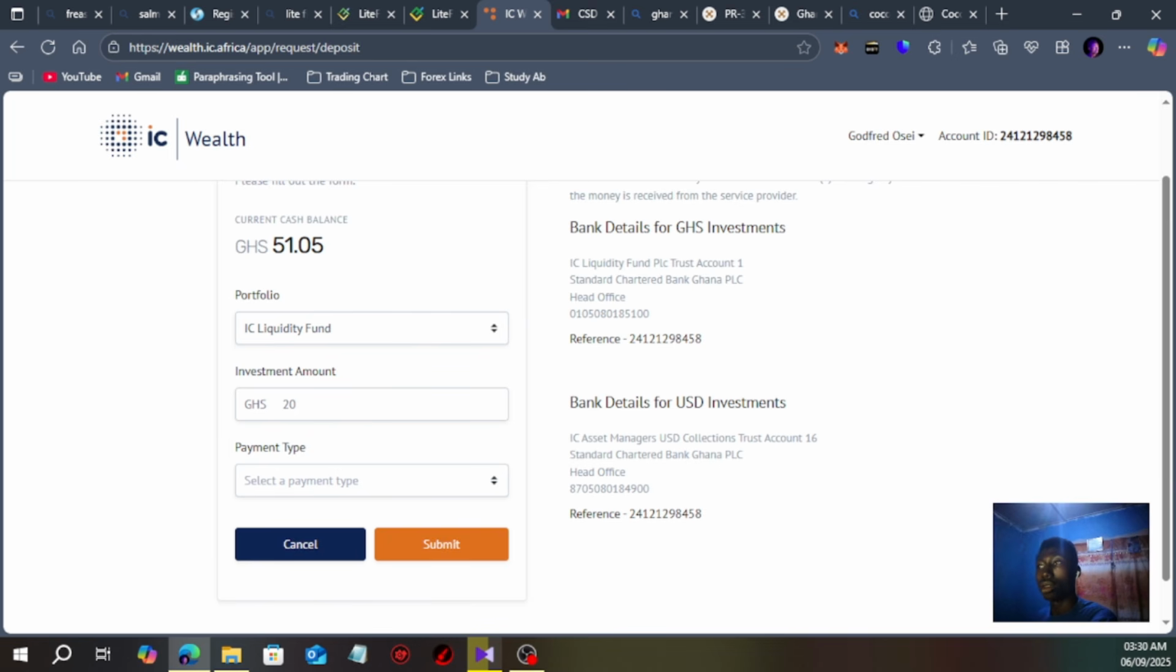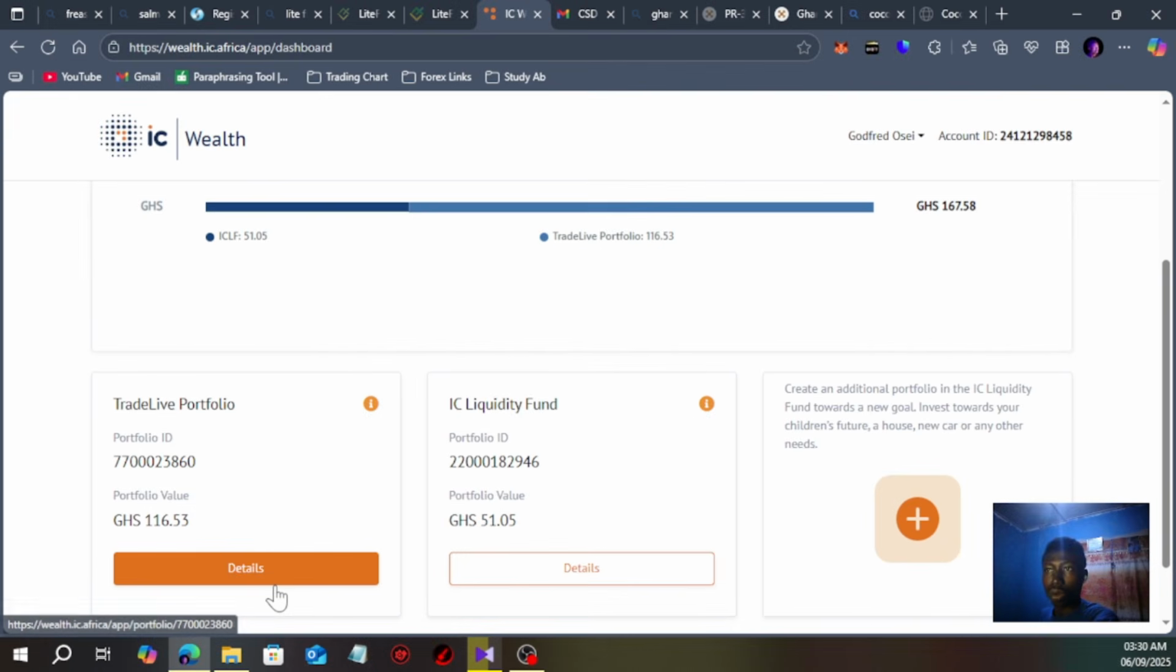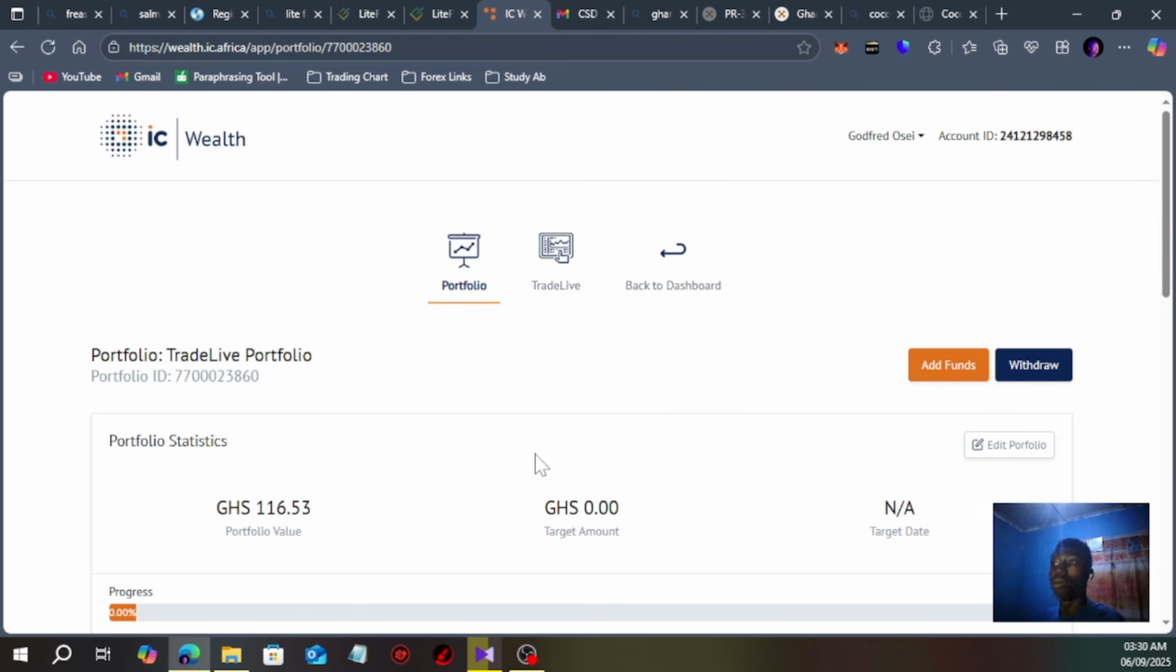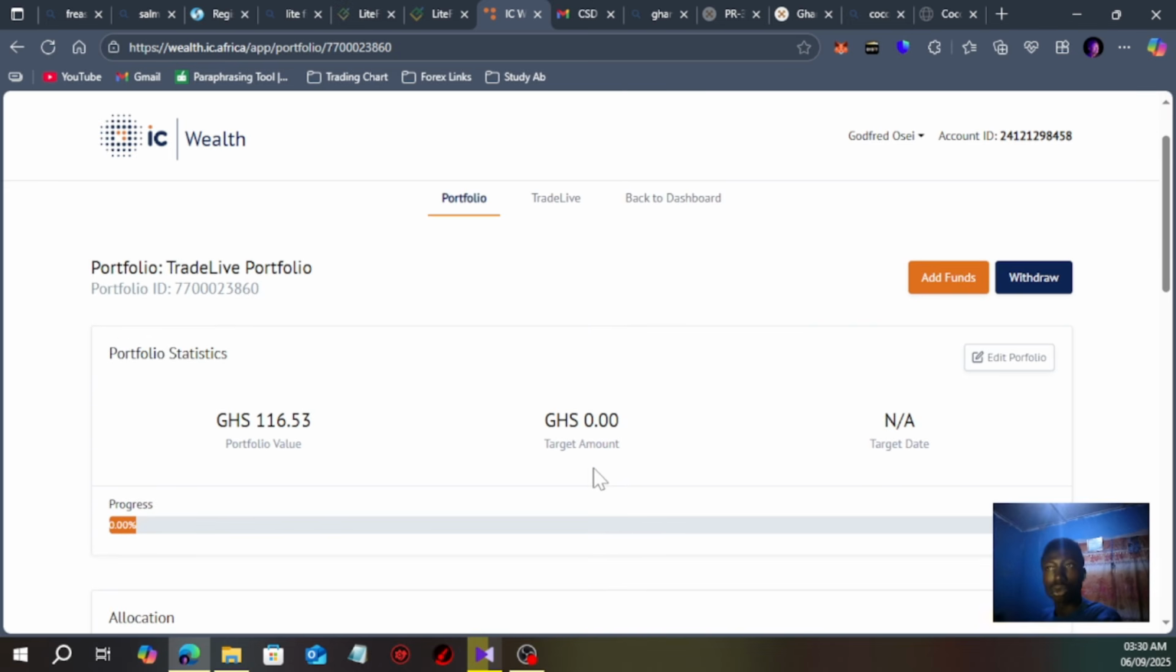Afterwards, you make sure the account number over here is well inputted, and also the reference number is well inputted. It's very important to note this when you're making your deposit on your account. Your trade life portfolio. Let me talk about this. Most people don't know about this, so let me talk about this. This is what you have to know.